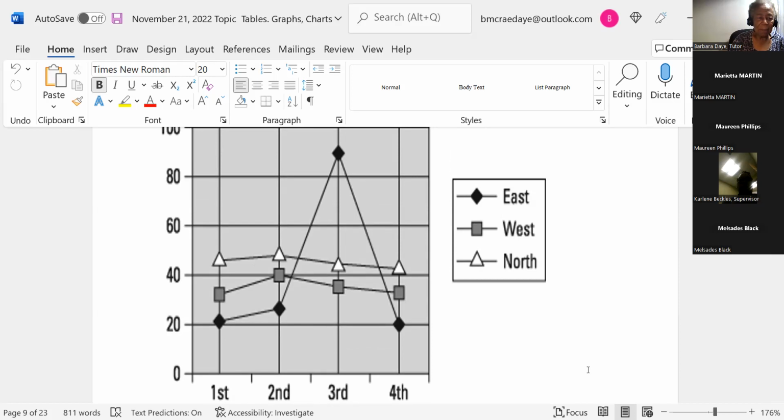Right here. Oh, 20. 20. Very good. Right there. Just read across. 20. Okay.